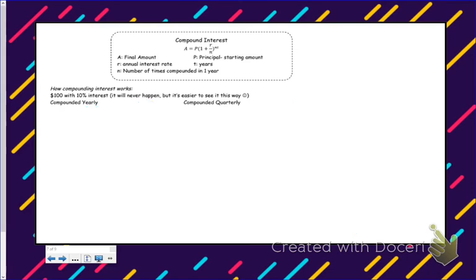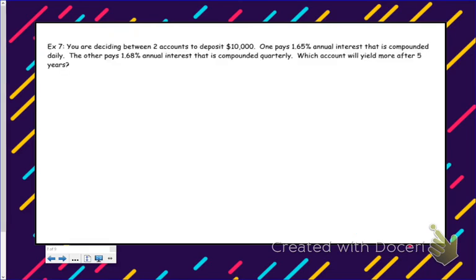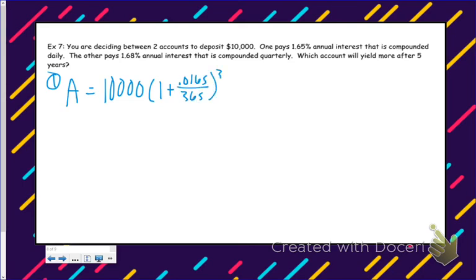All right, so let's look at our last example here. Two accounts. Let's go ahead and look at the first account. You have $10,000. It is compounded daily. My rate is 0.0165. Since it's daily, we're going to use 365. And then for 5 years, we would plug in 5.